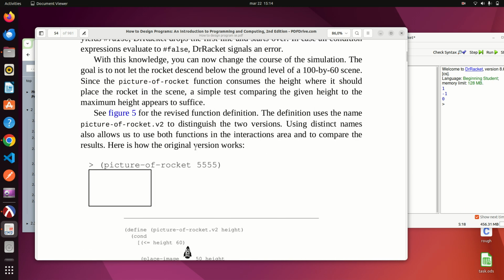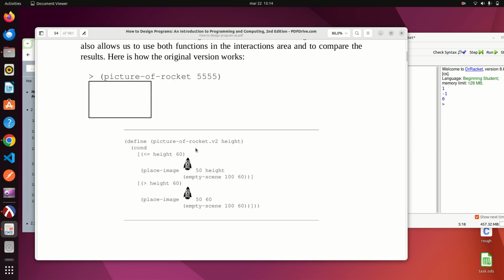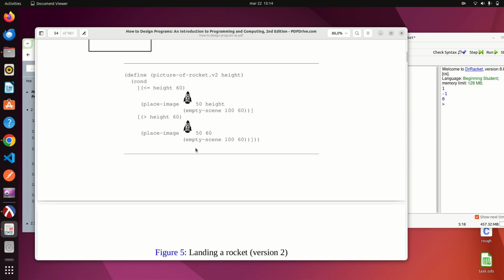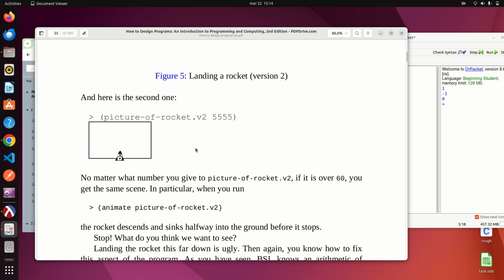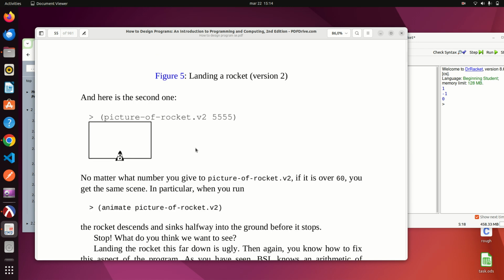For the revised function definition, the definition uses the name picture of rocket v2 to distinguish two versions using distinct names, which allows us to both interact with the function in the interactions area and compare the results. Here is how the original version works. Picture of rocket 555. No matter what number you give, if it is over 60, you get the same scene, in particular when you run.